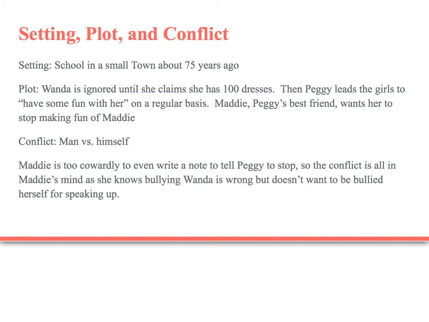So the plot is Wanda is completely ignored, part of the setting, as I said, until she claims she has 100 dresses. And then Peggy leads all the other girls in the class to make fun of her. And Maddie is Peggy's best friend, and this really upsets her and worries her. That is where the conflict of the book comes in. This conflict is man versus himself, or in this case, Maddie versus herself.